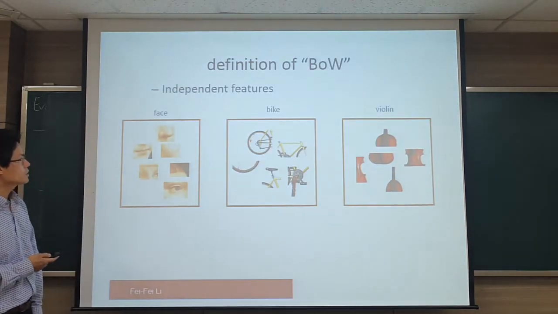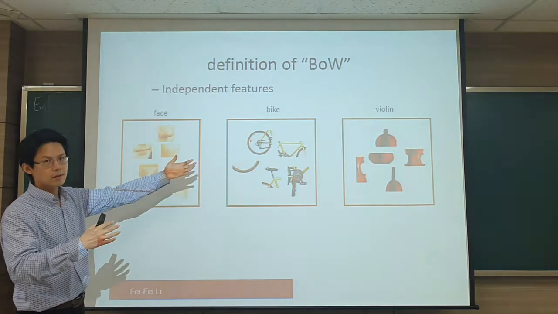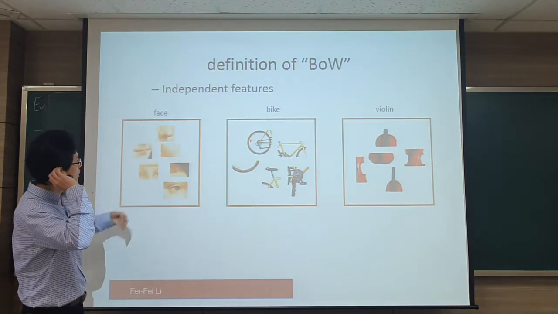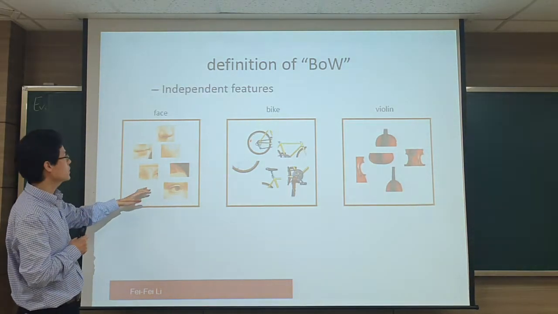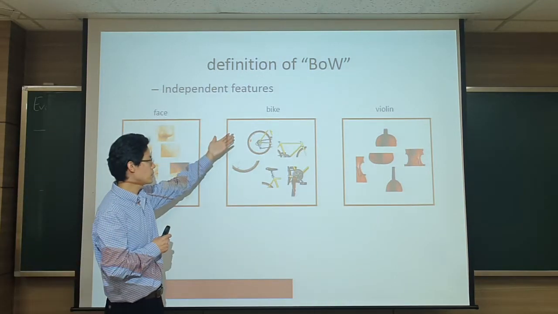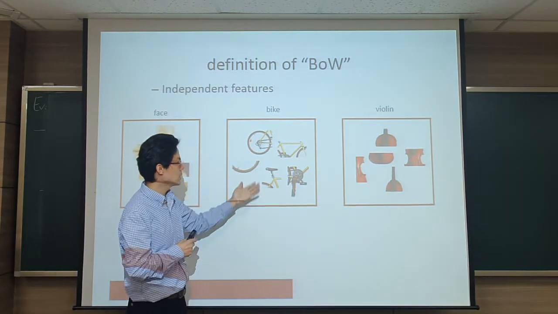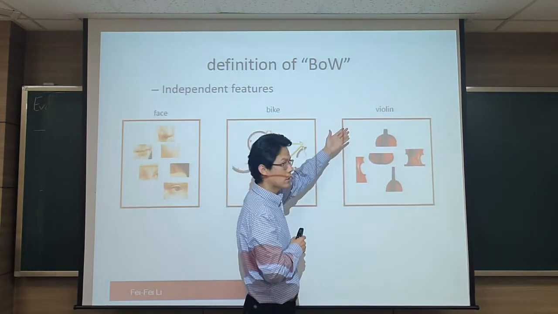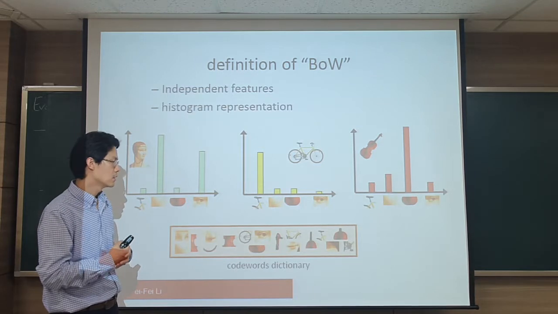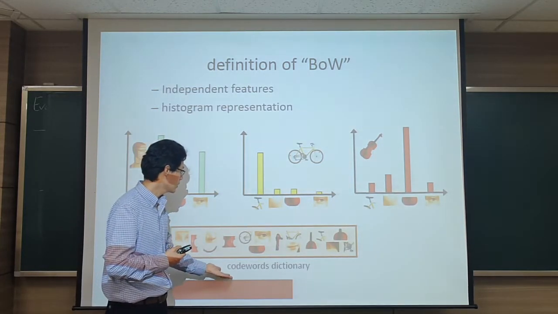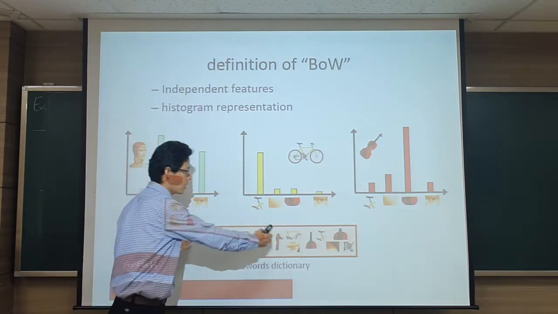So for example, suppose we have a set of images, and we identify image patches, and we treat each image patch as a kind of feature, right? In the face category, we can see image patches like the nose and eye as features. This is from the bike-related images: you can see the saddle, the wheel, the gear, and so on. Also, these are from the violin, right? Based on that, we can identify the common set of visual words. We can treat it as a kind of codeword dictionary. This is a dictionary that consists of many visual words.